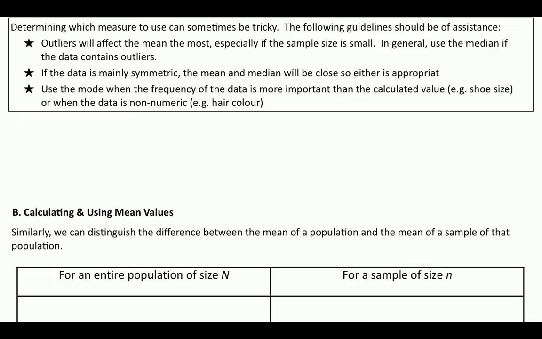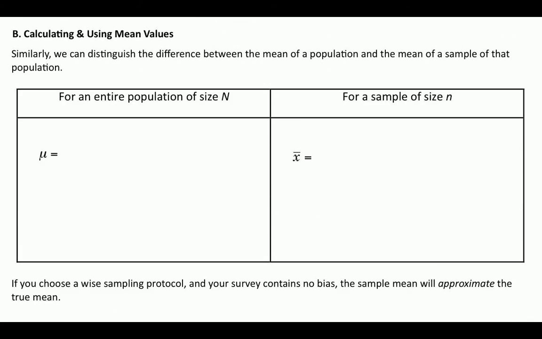Yep. Okay, so let's look now at how we calculate means and use mean values. We can distinguish the difference between the mean of a population and the mean of a sample. Really the distinction is mainly just in the symbols that we use. It is, yes. So let's take a look first at an entire population. The mean we call mu, which is a Greek letter, and there it is right there.